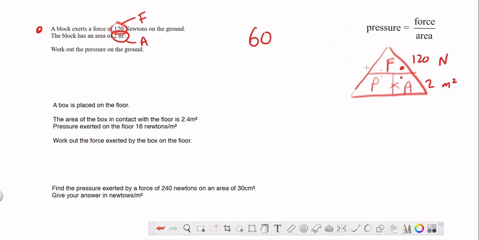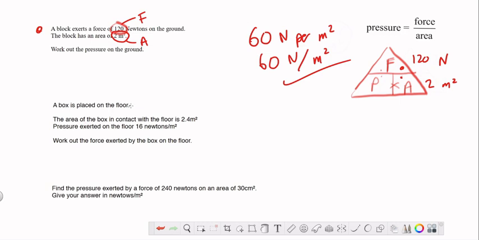But what are the units for the pressure? You can't just leave it at 60. It's going to be newtons per meter squared, or you could write it as newton per meter squared. That means each meter squared gets 60 newtons. So if there's 2 meters squared, that's 120 newtons, 3 meters squared, 180 newtons, and so on. That's the pressure. Right, next question.